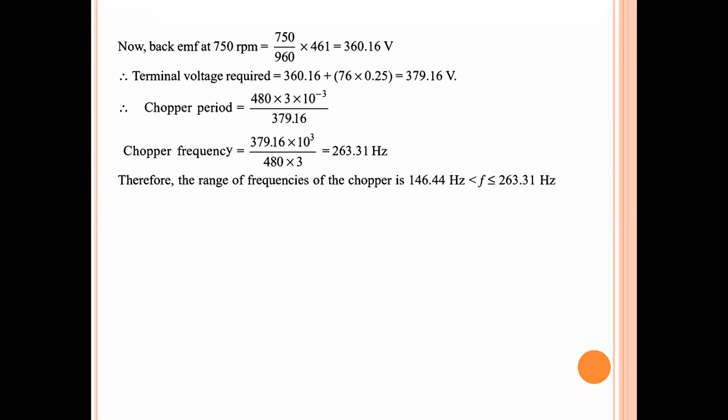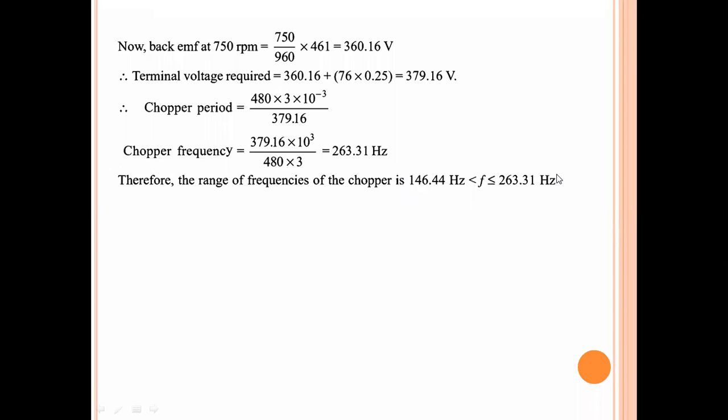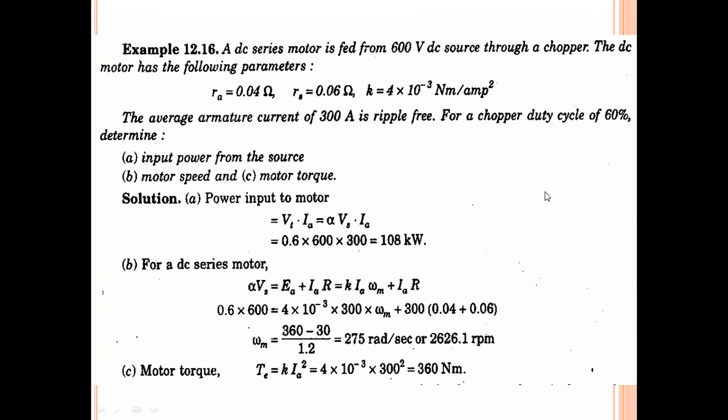Okay. So this is how we can determine the chopping frequencies. Now, let's see another example. See here, this example is a DC motor example. A DC motor is fed from 600 volts DC source through a chopper. The DC motor has the following parameters.